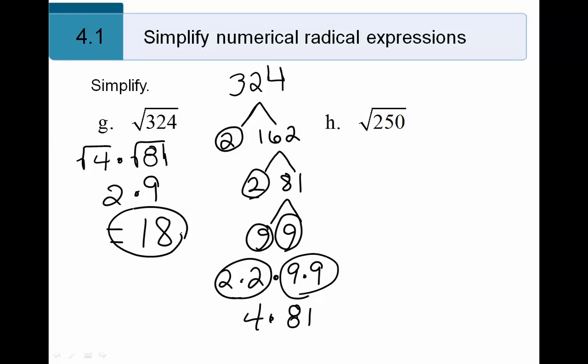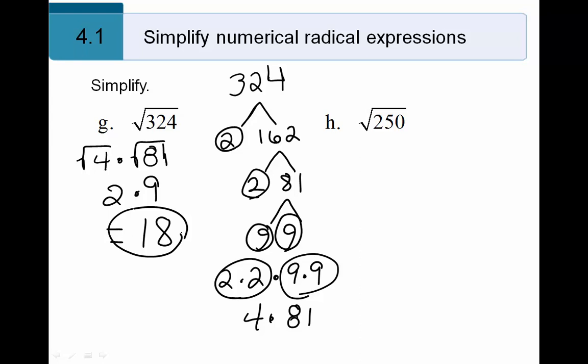So the square root of 324 is just equal to 18, because 18 times 18 is 324. 324 is a perfect square. So if you would have just taken the square root of 324 on your calculator, you would have gone directly to 18, which is just fine.